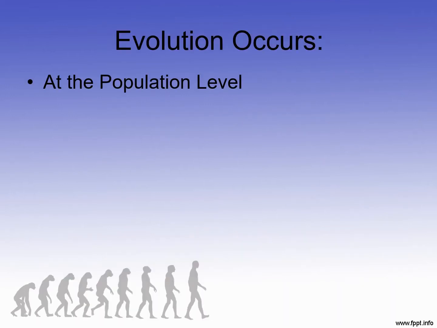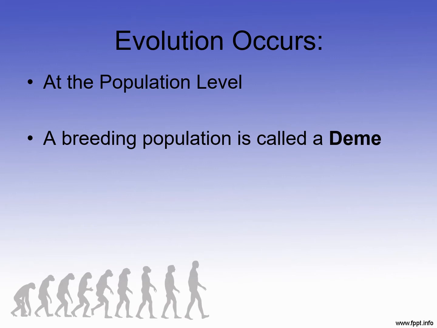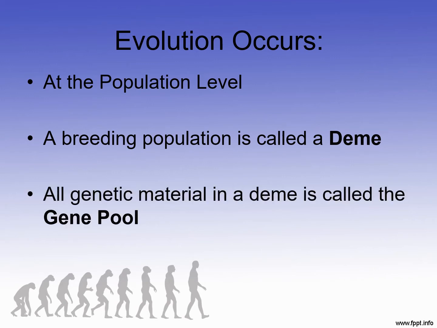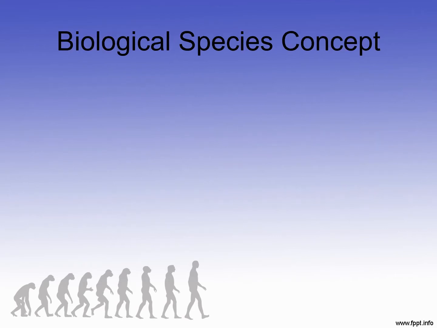So remember that evolution occurs at the population level. A single breeding population is called a deme, and all of the genetic material in a deme or in a population is called the gene pool. So when we look at species, we're going to take a look at how we define a species, and essentially the different forms of what we call speciation, or how new species are created.